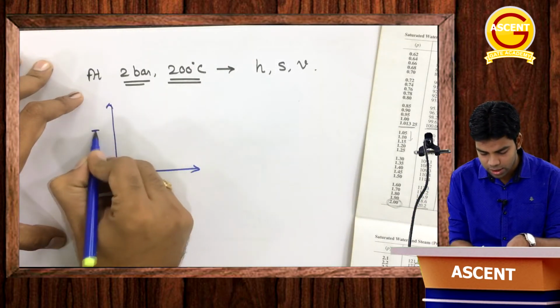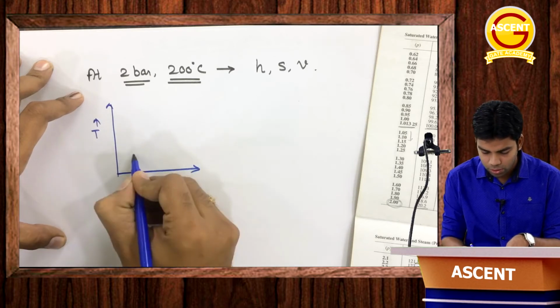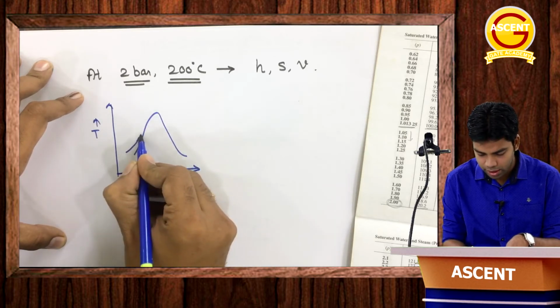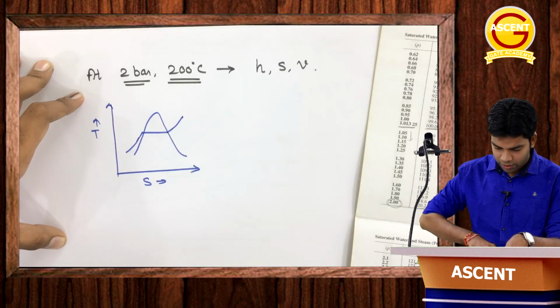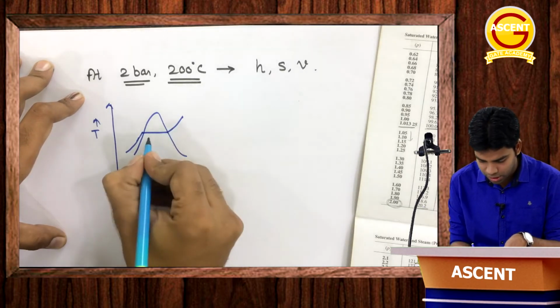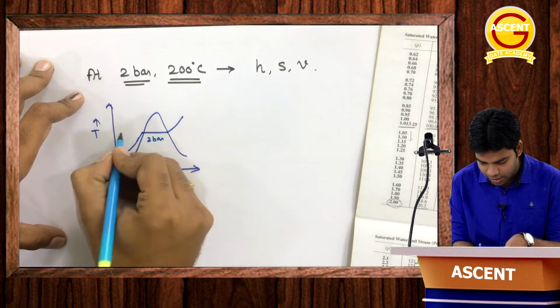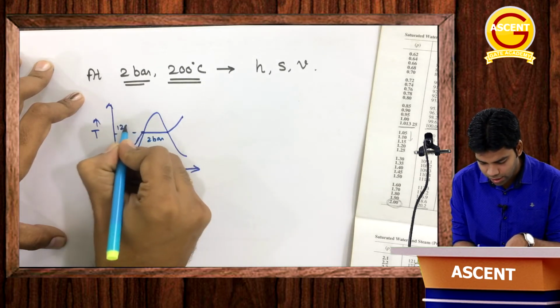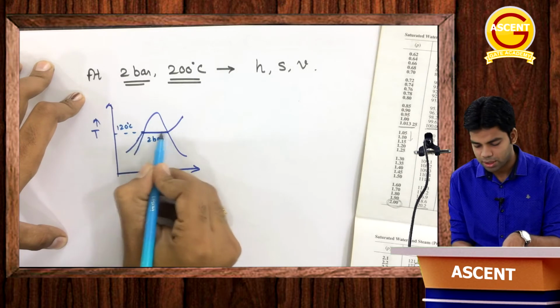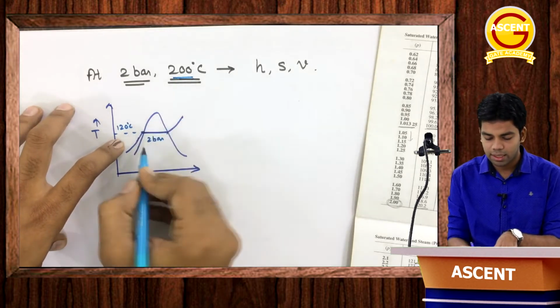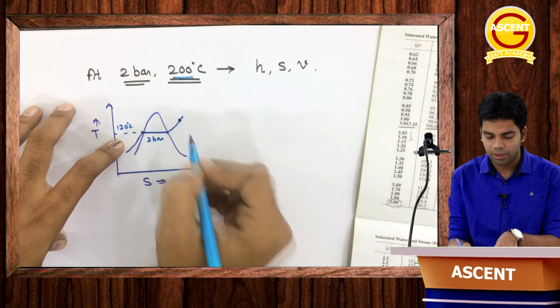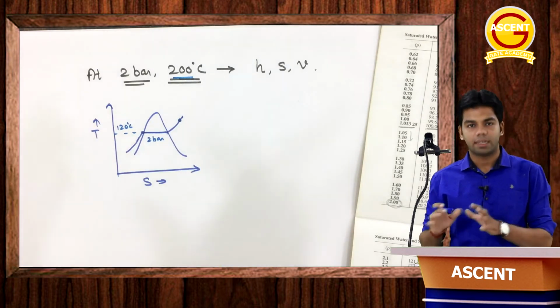So if I draw this TS diagram, and I want to locate this particular point, 2 bar and 200 degree centigrade, where will it be located? So this pressure is, let's suppose, 2 bar, and saturation temperature, as I told you, is around 120 degree centigrade. Saturation temperature means this temperature is 120 degree centigrade. If I want to locate 200 degree centigrade at this 2 bar, obviously it will be somewhere here. That means it is a superheated steam.